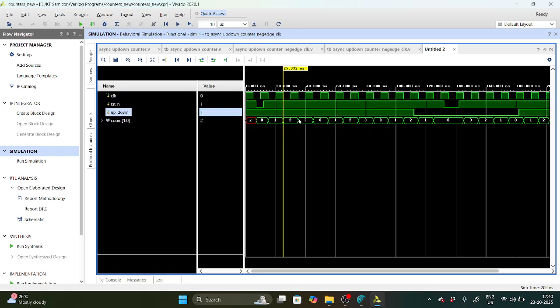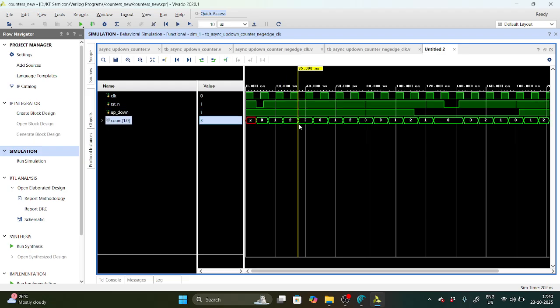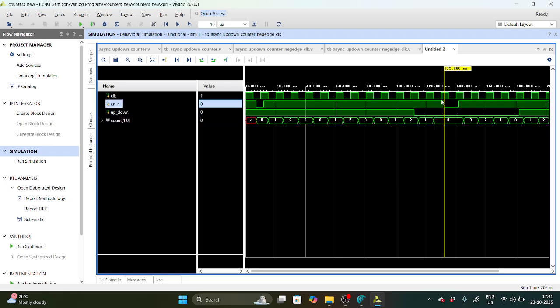During this neg edge also, the counter is acting as an up count: 1 2 3. Again it will start, during neg edge of clock 0 1 2 3, and here also up count 0 1 2 3. And here reset becomes 0, so reset is activated, which means the output becomes 0.